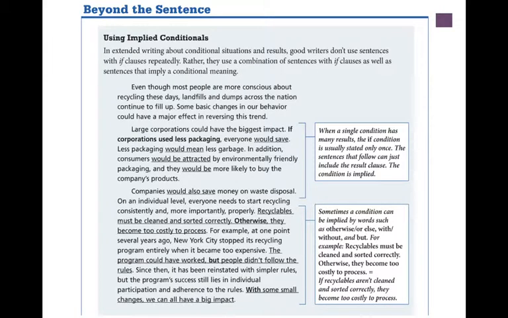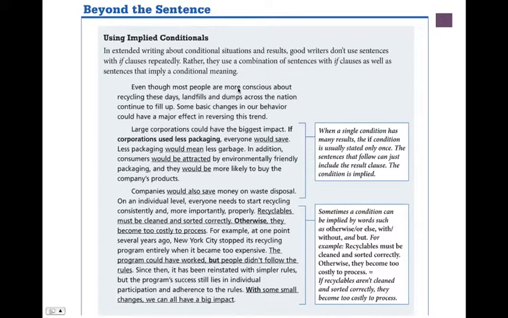Beyond the sentence, using implied conditionals. Implied means not stated directly. In extended writing about conditional situations and results, good writers don't use sentences with if clauses repeatedly. Rather, they use a combination of sentences with if clauses, as well as sentences that imply a conditional meaning. Let's look at this example of three paragraphs.